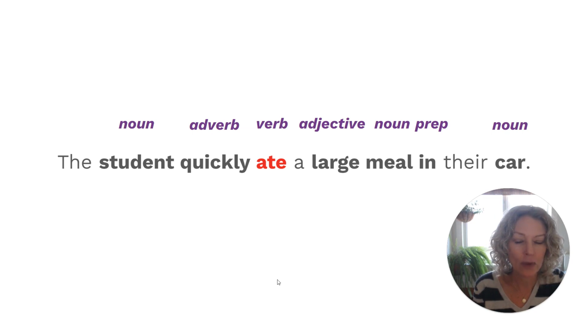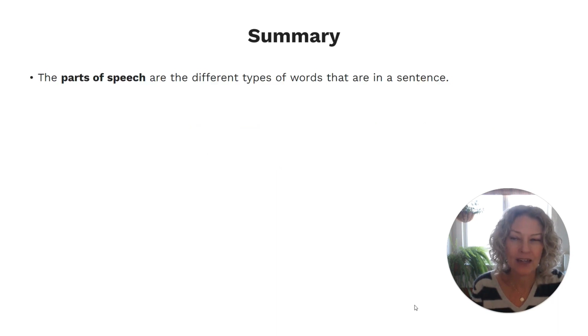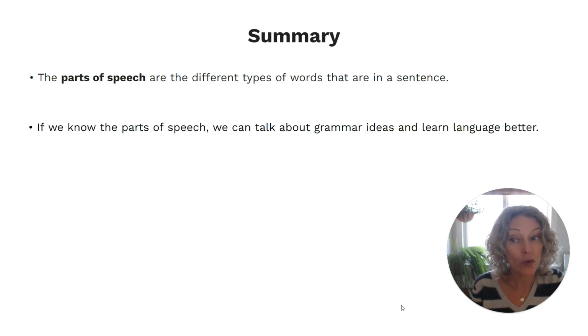We didn't learn about those in today's lesson. Those are other parts of speech that we'll learn another day. But if you've learned today about those 5 most important parts of speech, then you're off to a good start. Okay, so in summary, the parts of speech are the different types of words that are in a sentence. And if we know the parts of speech, we can talk about grammar ideas and learn language better. So if we have that vocabulary, we're going to be able to learn English much more easily.